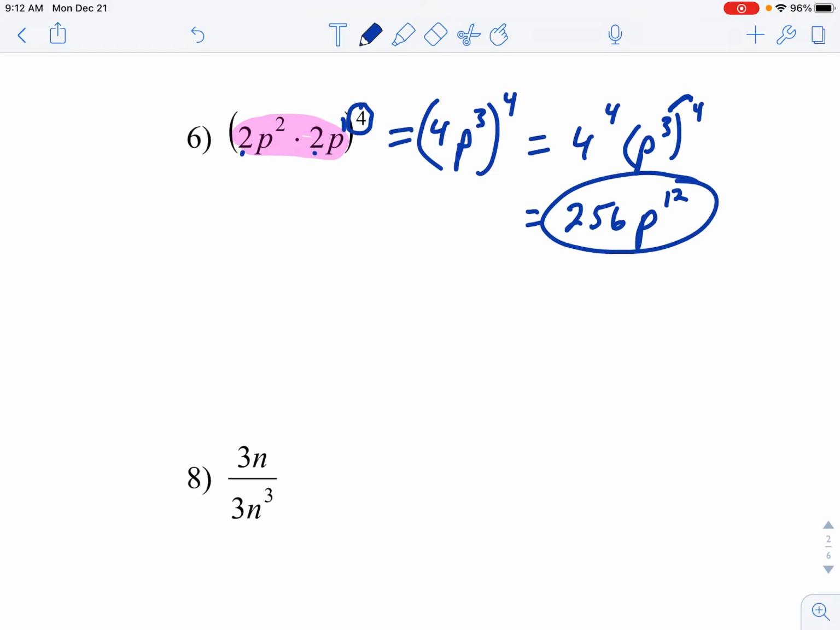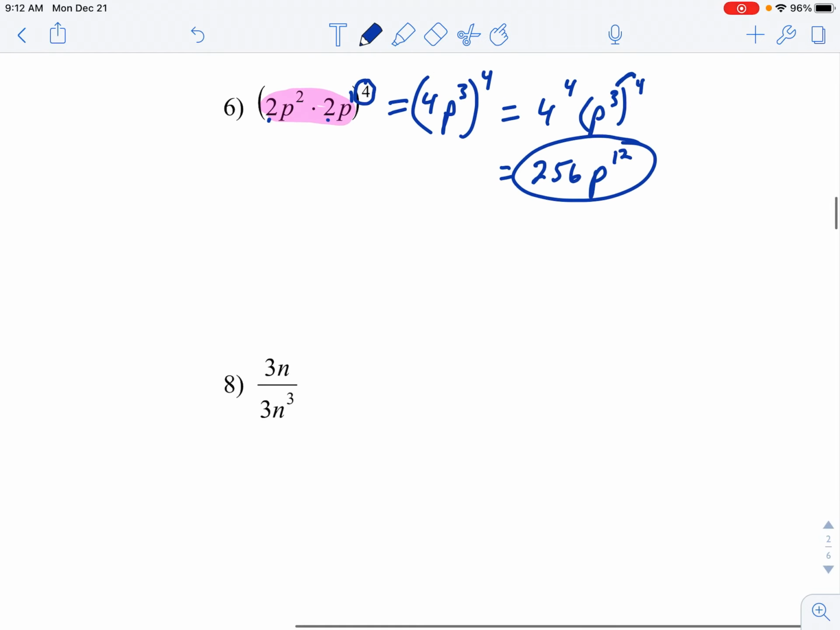Hopefully you recall doing these in Algebra 1 a couple years ago. I'll do number 8, and then again I'll check 2 at a time. All right, number 8 is a division problem, 3n over 3n to the third. So how do you do this? Well, first of all, 3 over 3 just cancels. 3 divided by 3 is 1.